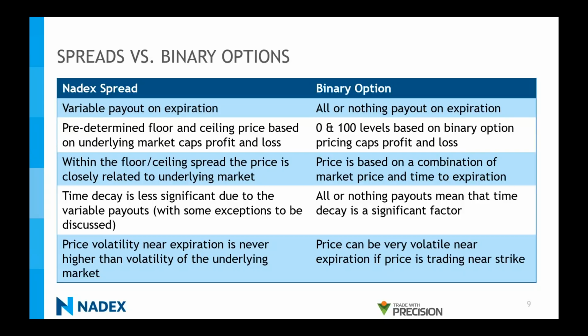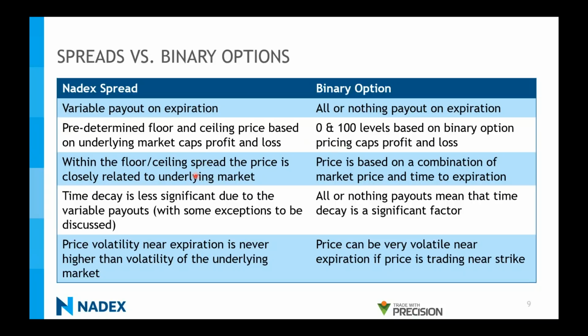We do have, let me grab my laser pointer for a moment here, predetermined floor and ceiling prices. This is already a given when you initiate the transaction. You pick the contract that you like best depending on the floor and ceiling prices. More on that in just a moment. Here, with the binary option, you have 0 and 100 levels based on the binary option pricing caps, profit and loss.